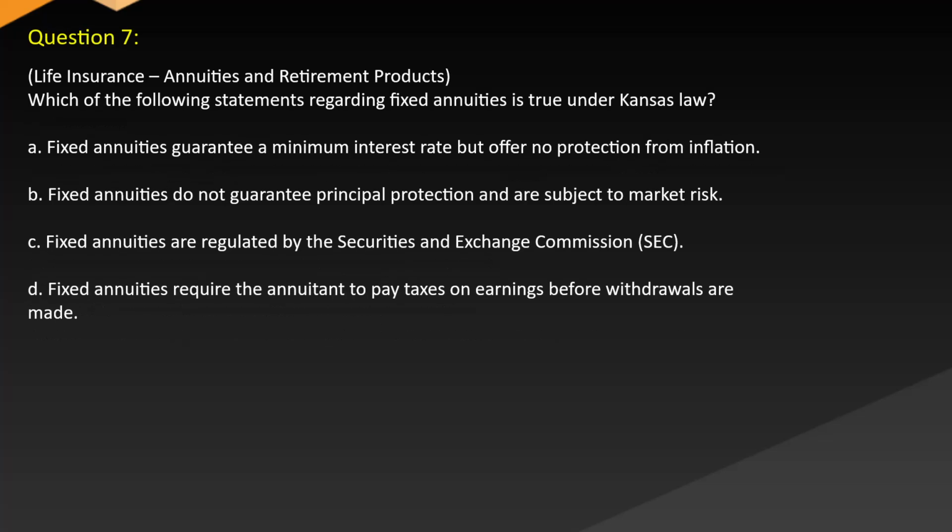Question 7. Life insurance. Annuities and retirement products. Which of the following statements regarding fixed annuities is true under Kansas law? A. Fixed annuities guarantee a minimum interest rate but offer no protection from inflation. B. Fixed annuities do not guarantee principal protection and are subject to market risk. C. Fixed annuities are regulated by the Securities and Exchange Commission (SEC). D. Fixed annuities require the annuitant to pay taxes on earnings before withdrawals are made.